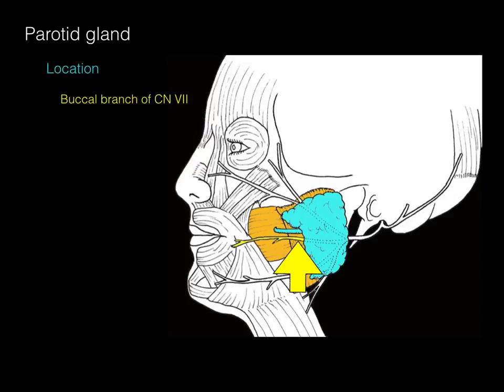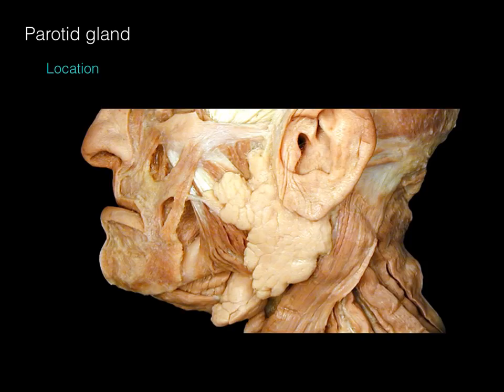Coursing along the parotid duct is the buccal branch of the facial nerve. It's either right along, parallel, or just inferior to the parotid duct as it's making its way to the orbicularis oris and other muscles of facial expression that move the mouth.